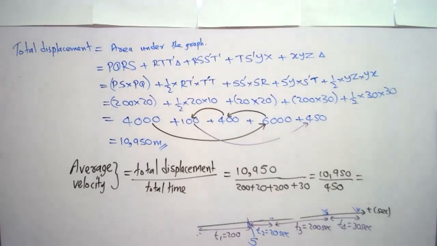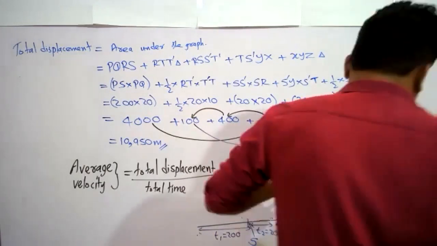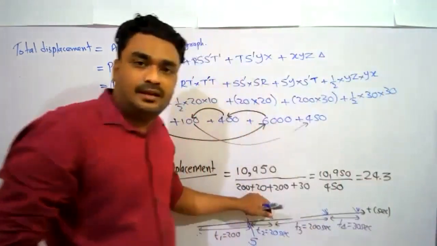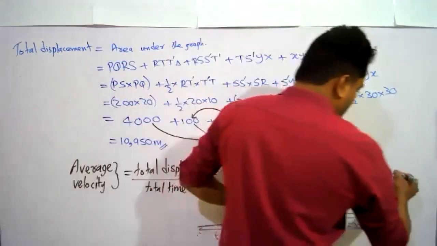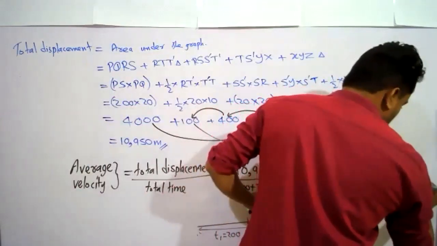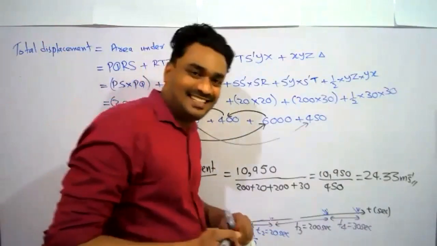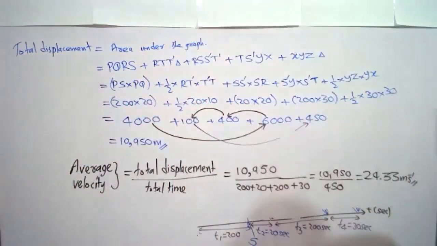10,950 divided by 450. Somebody please tell me this. Lamai? 24.33, sir. Very good. This is 24.33 meters per second. Who got this answer also? Please raise your hand up if you got this answer. Right. So next time we can draw the displacement time graph.